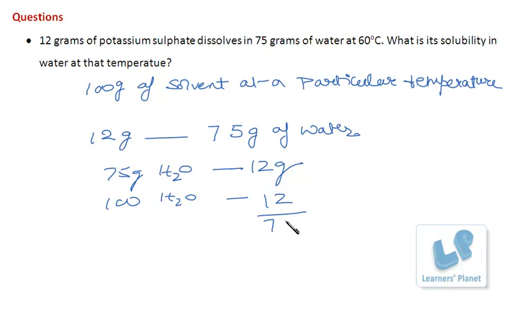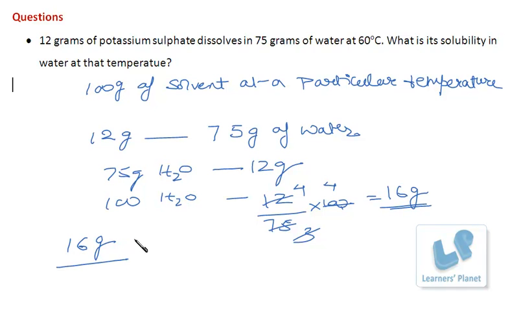It will be 12 by 75 into 100. Right? So what will be the answer? It comes out to be 16 grams. So what is the solubility of potassium sulfate? It is 16 grams. That is, 16 grams of potassium sulfate can be dissolved in 100 grams of water. At what temperature? At 60 degrees centigrade.